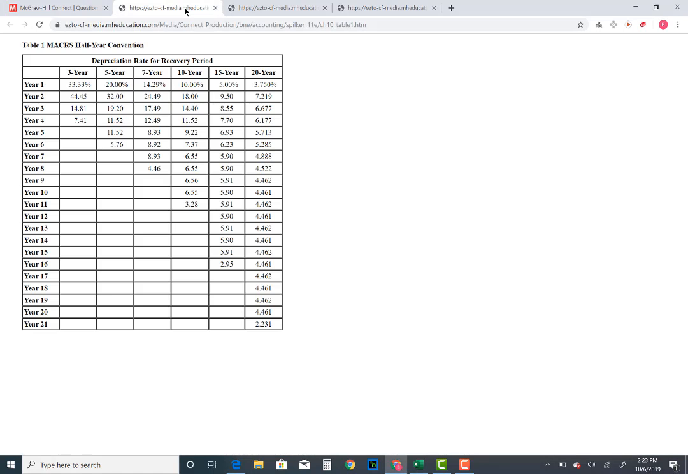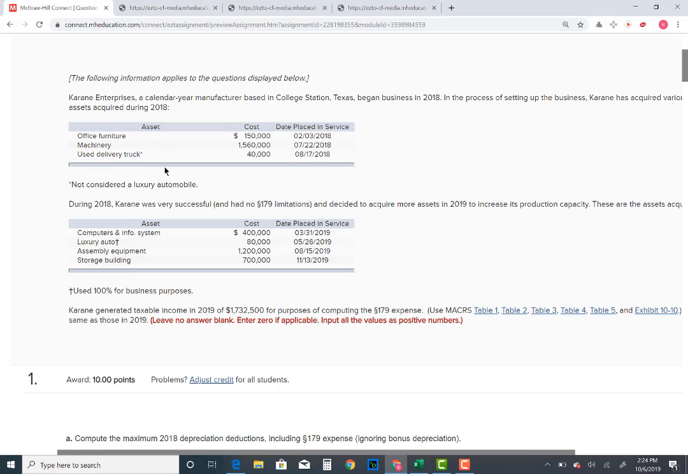So if we look up here, and basically the half-year convention is the technical word for it. So what distinguishes these two types of conventions is how much depreciation we're going to take and when we put assets into service. So typically, you're going to use this mid or half-year convention when you have personal property like these assets we have here.